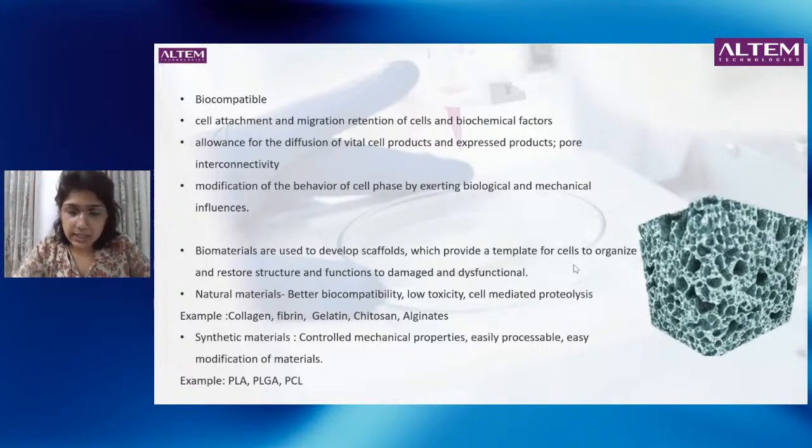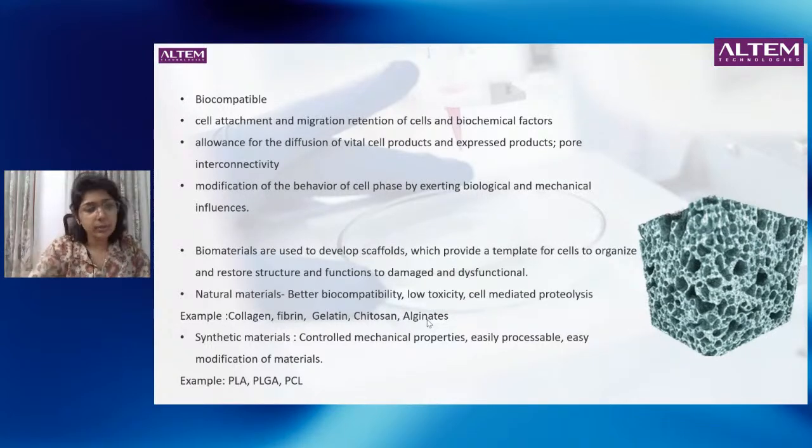Now, when it comes to creating scaffolds, you always require some sort of material, say artificial or natural material, which can create this scaffold. This scaffold will have the capacity of enholding or enclosing your cells within it, and they would use biomaterials. So, biological materials would be used here, and they are used to develop scaffolds. These tend to provide a template for the cells to organize and restore structures and functions to damaged dysfunctionality.